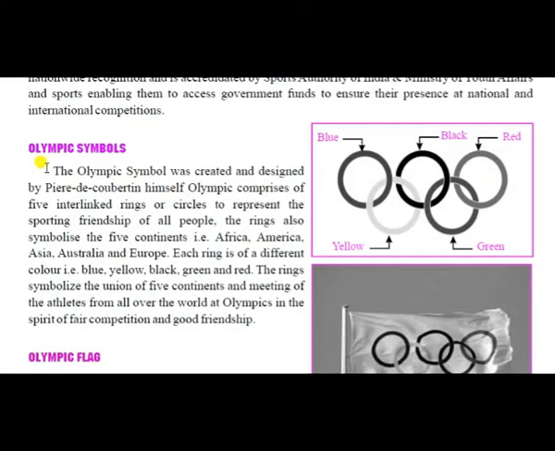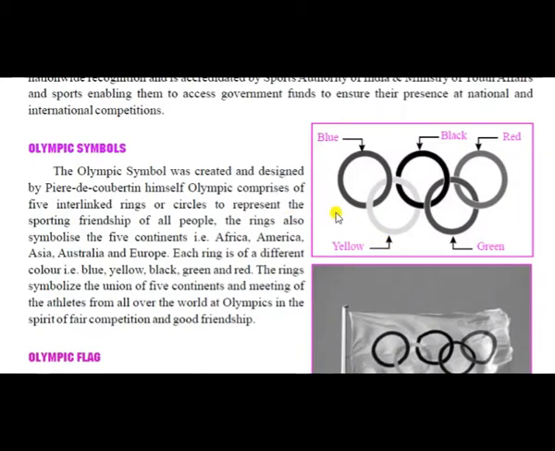What are the Olympic symbols? The Olympic symbol was created and designed by Pierre de Coubertin in 1913. These five rings are the symbol of the Olympics. Whenever there are Olympic games or Olympic movements in a city, this symbol will be pasted everywhere, in the posters and in the advertisements of the Olympic games.